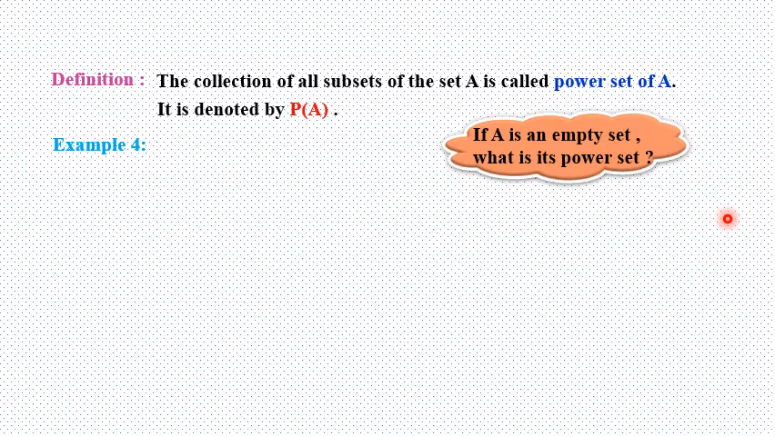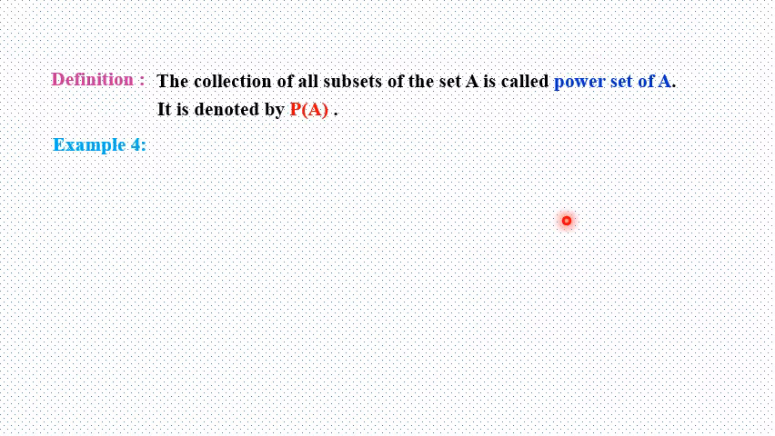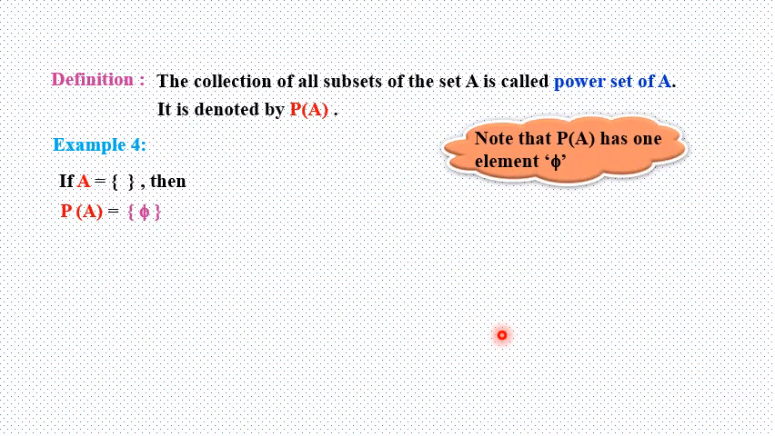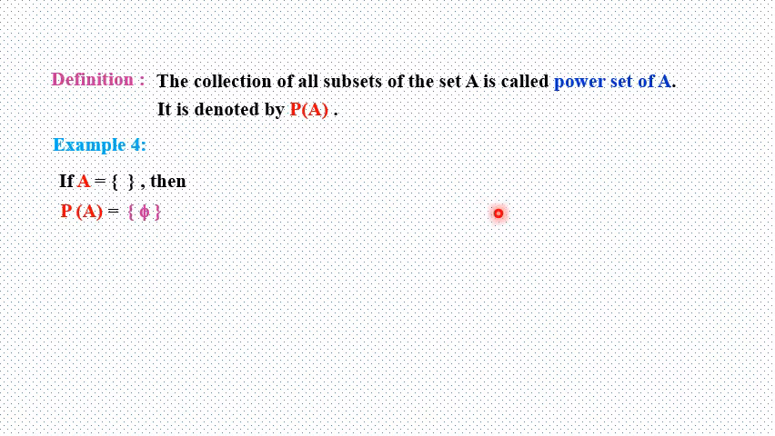A is an empty set. What is the power set? If A is an empty set, with no single element, then the power set of A is also again the empty set. Note that the power set of A has one element. Don't say no elements. The number of elements in A is 0, then the number of elements in P of A is 1. That is 2 raised to 0.